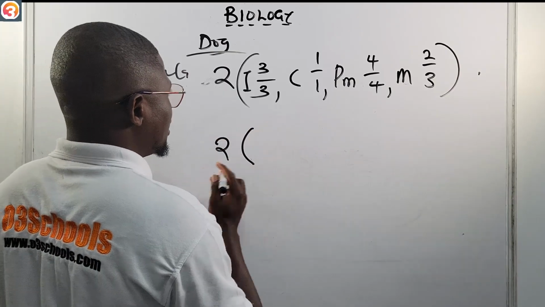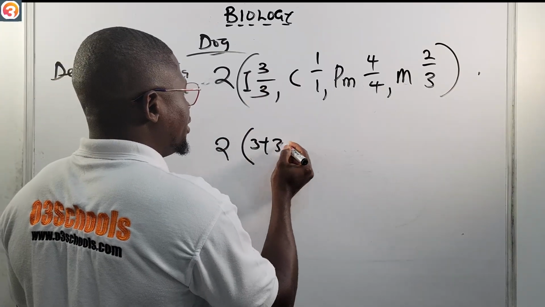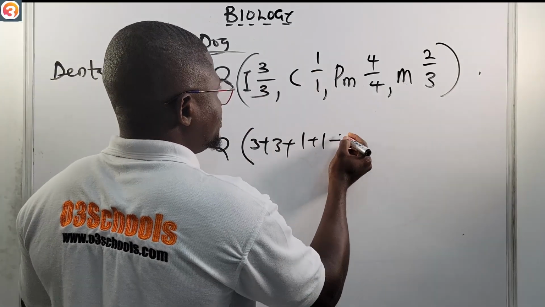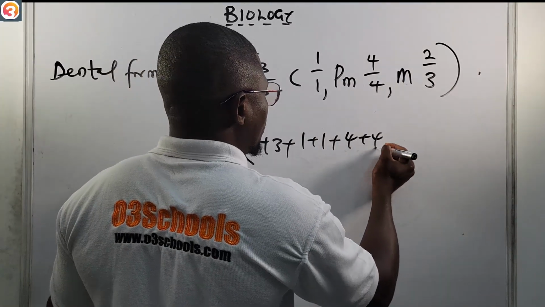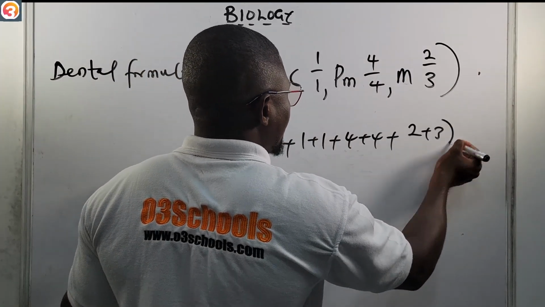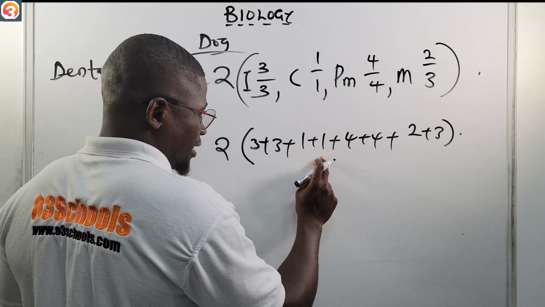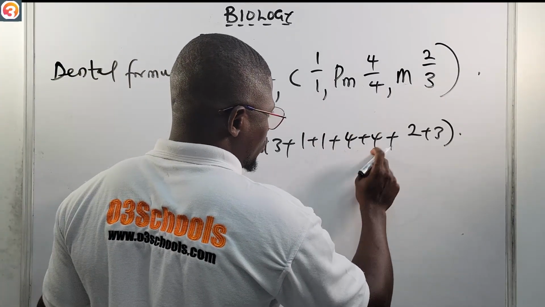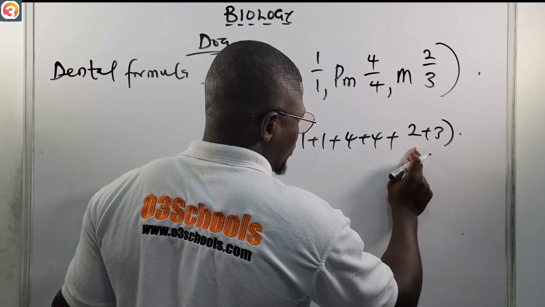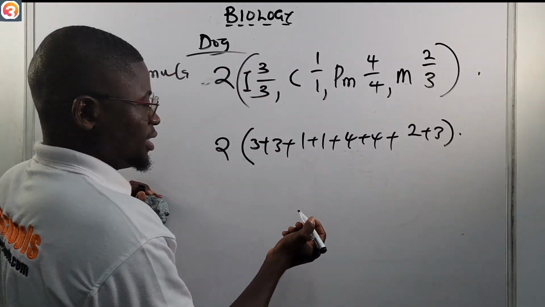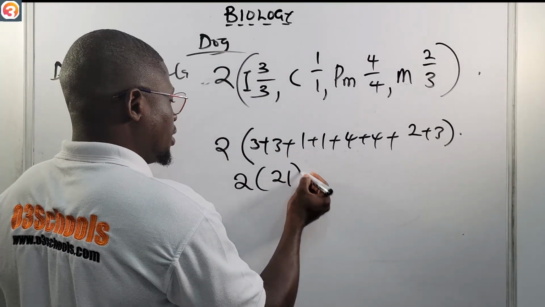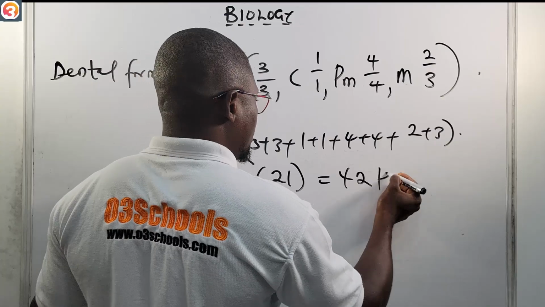2 into 3 plus 3, then plus 1 plus 1, plus 4 plus 4, then plus 2 plus 3. You add. 3 plus 3 is 6. 6 plus 1, 7. 7 plus 1, 8. 8 plus 4, 12. 12 plus 4, 16. 16 plus 2, 18. 18 plus 3 is 21. I'm going to have 2 into 21, which is 42 teeth.